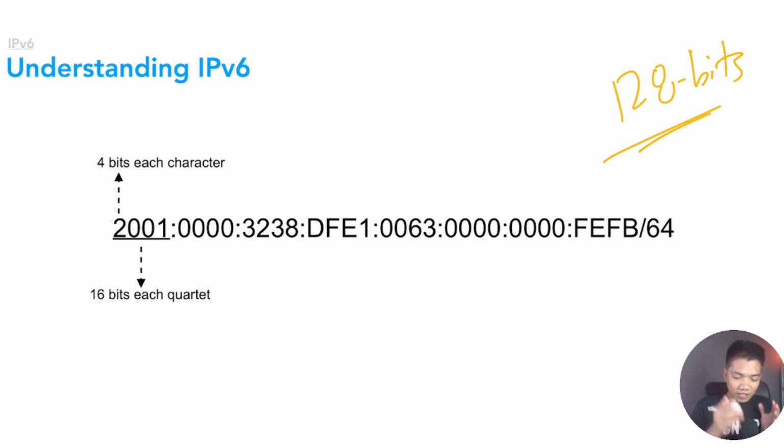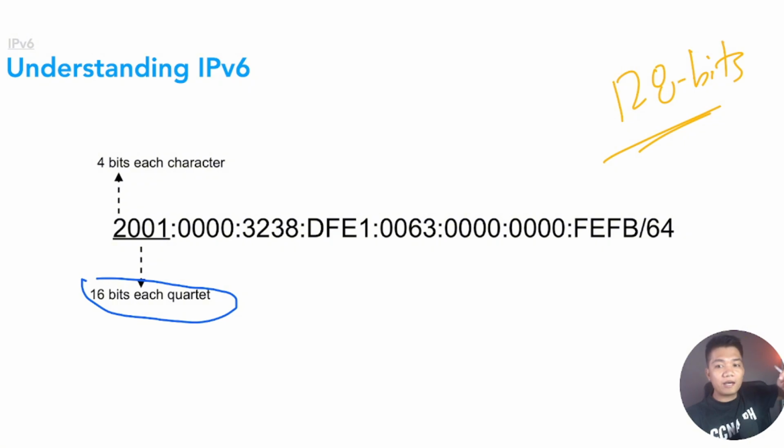In IPv4, we have 4 octets. Now, in IPv6, we have what we call quartets. As you can see, we have 8 quartets here. Each quartet is composed of 16 bits. Take note of this. Each quartet is composed of 16 bits, because, take note again, IP version 6 is in hexadecimal format.